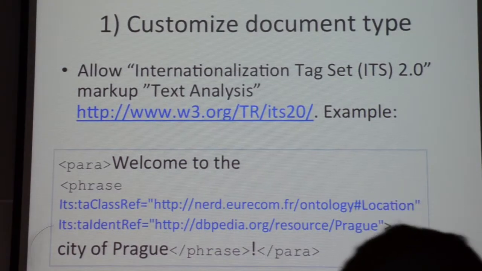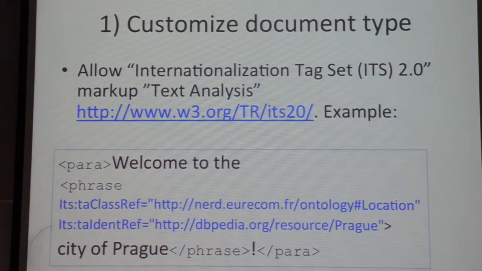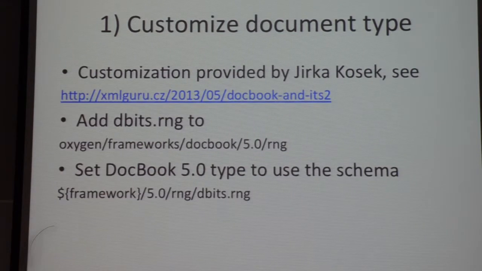The first customization of the document type was actually not done by me, but by Jirka. So thanks a lot for that. And it can also be used for other purposes. Oh, sorry, this was this slide here. It can also be used for other services, for example, to generate HTML out of that. But with that schema, DocBook plus ITS, that was the basis to use the facilities that I want to explain.